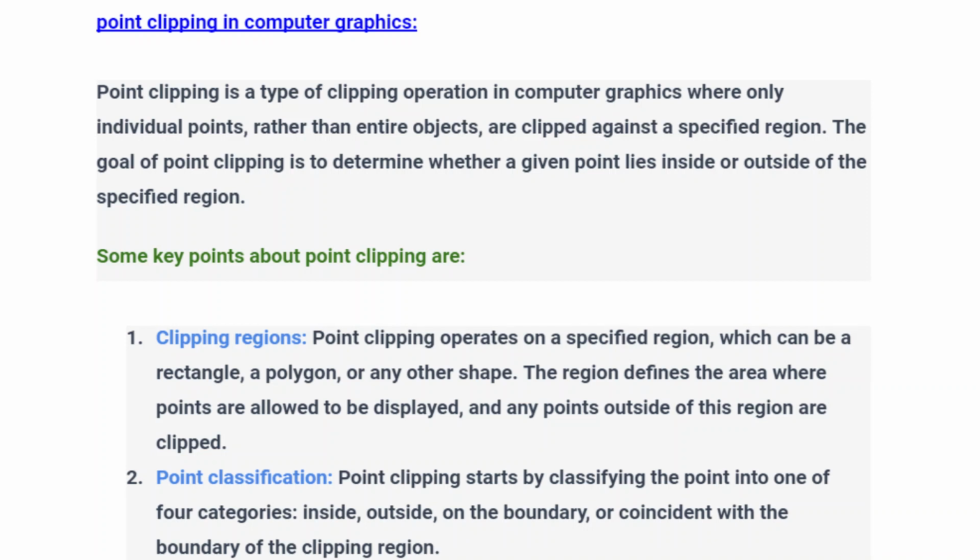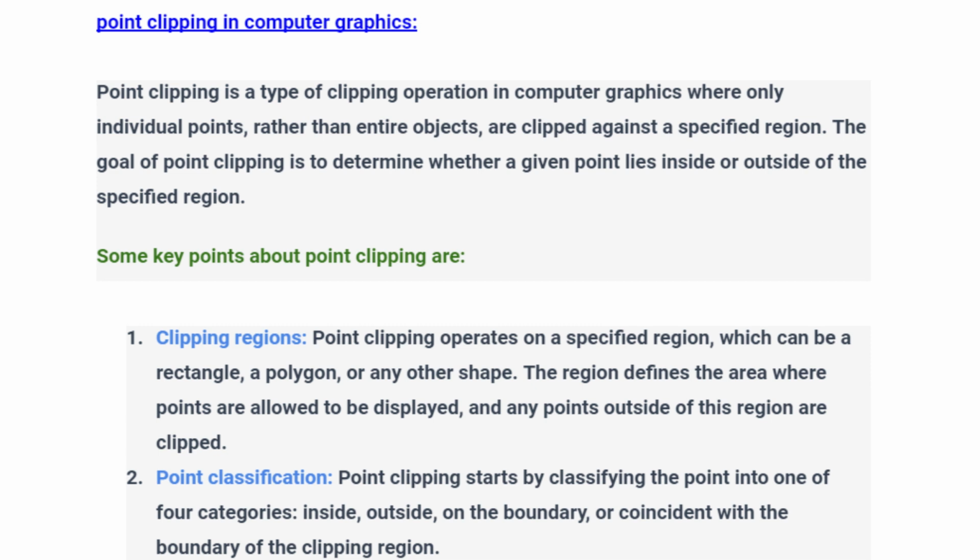Point clipping in computer graphics. Point clipping is a type of clipping operation in computer graphics where only individual points, rather than entire objects, are clipped against a specified region. The goal of point clipping is to determine whether a given point lies inside or outside of the specified region.